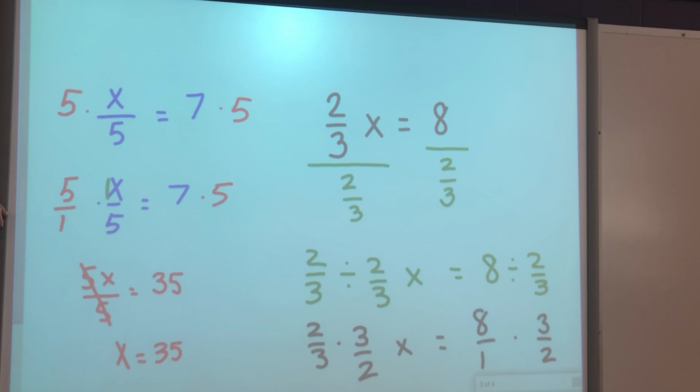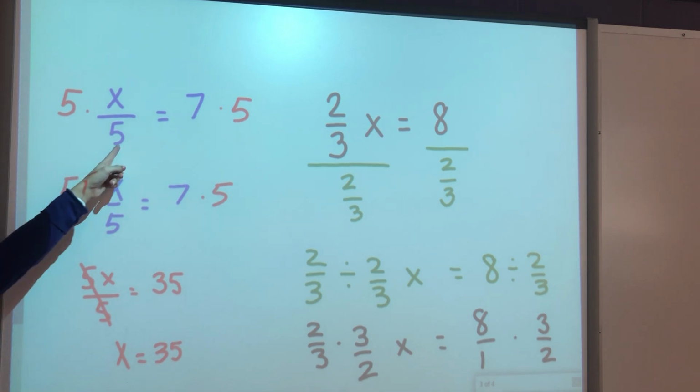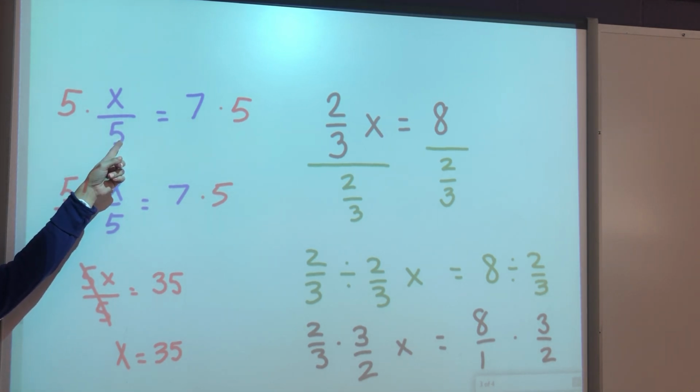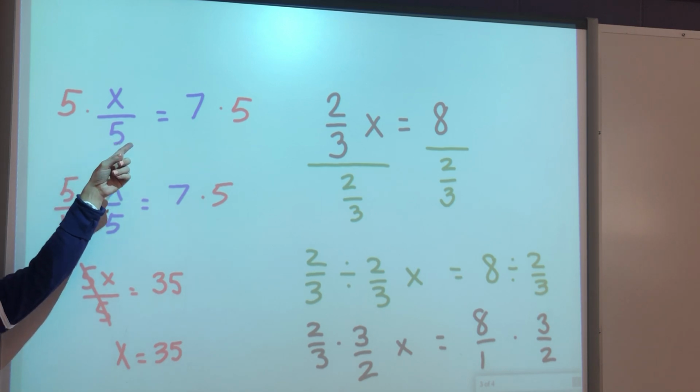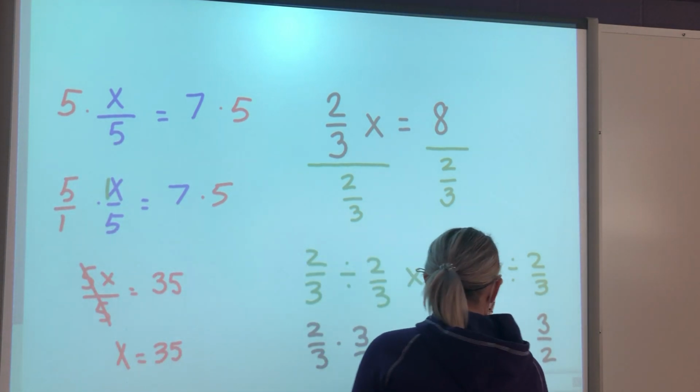Okay. That's crazy. So all we have to do is multiply by the reciprocal, or if we only have a denominator, we multiply by the denominator. Okay?